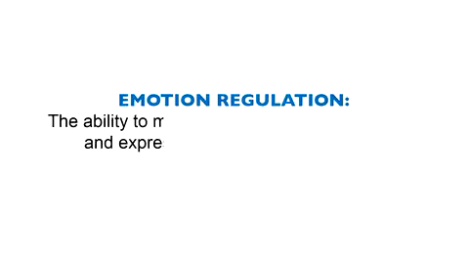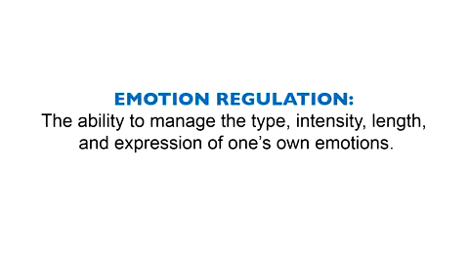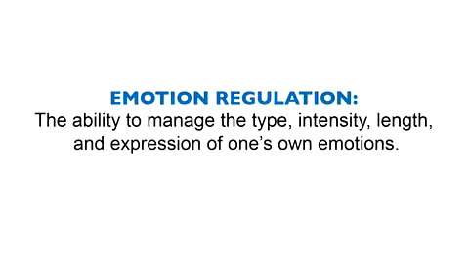Emotion regulation is the ability to manage your own emotions and feelings. Five strategies of emotional regulation are situation selection, situation modification, attentional deployment, cognitive change, and response modulation.